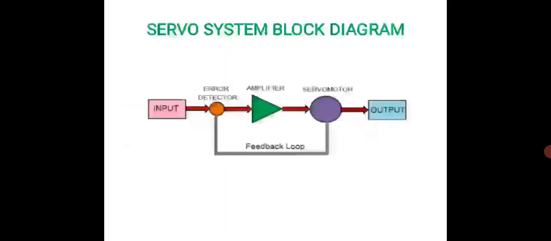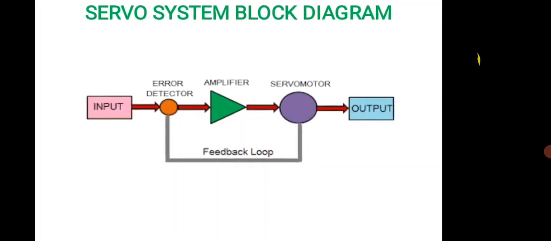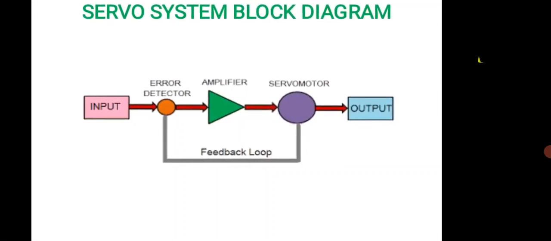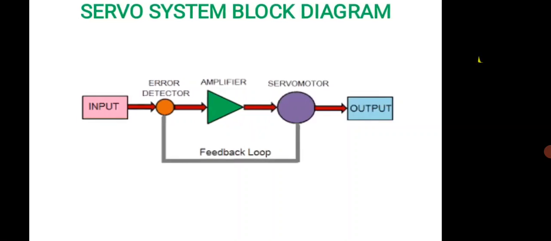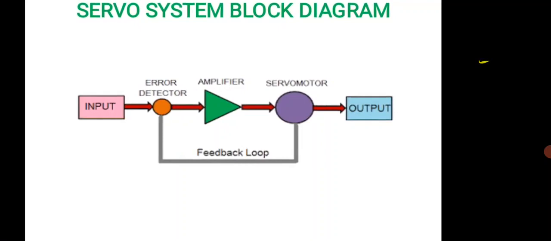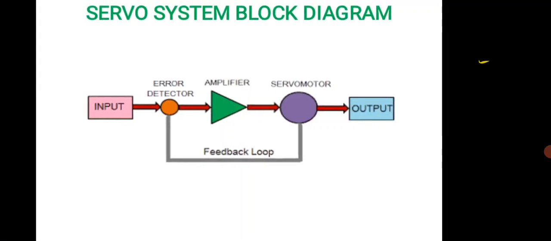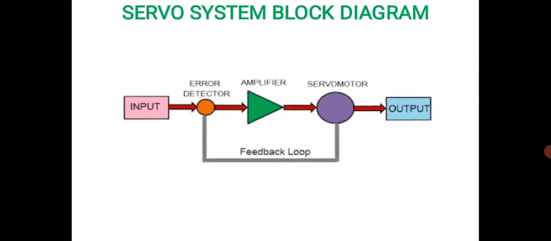So this gives you the block diagram of a servo system where you can see the input, and there is a feedback loop. Once the error is detected, it gets amplified and corrected, and until the error is eliminated, the output is not shown here. Then once you have the proper degree of movement, the output is shown.